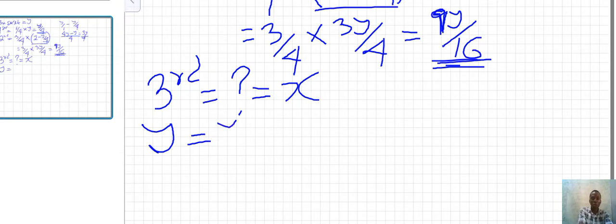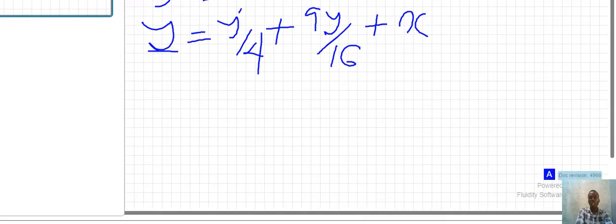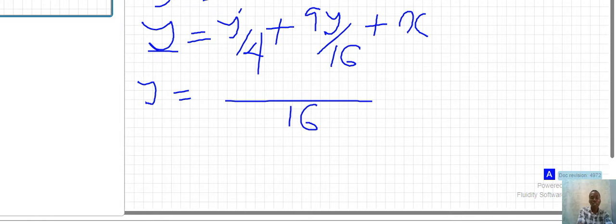So if the first child took y over 4 plus the second child took 9y over 16, and we'll assume that the third child will take x of the mango, the total mango y will be equal to the sum. So let's simplify this expression. We are going to have y equal to, 16 divided by 4 is going to give us 4. 4 times y will give us 4y, right? Plus 16 divided by 16 will give us 1. 1 times 9y will give us 9y plus x.